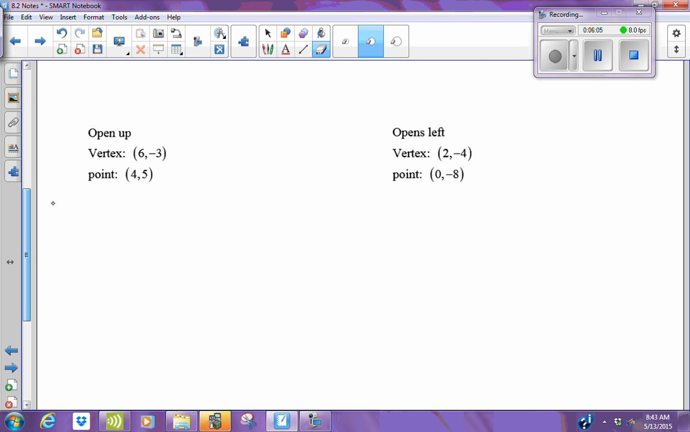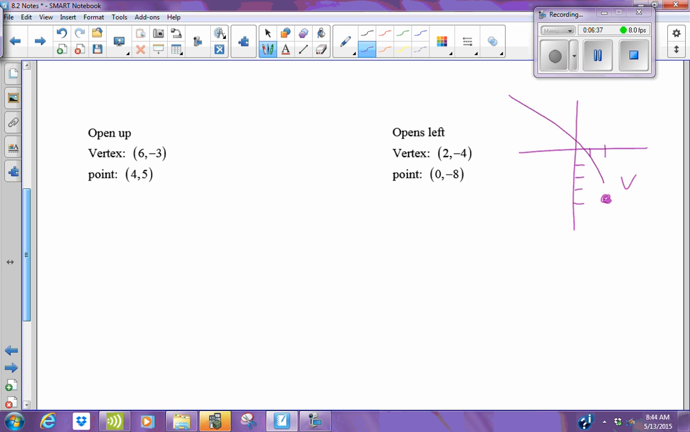Okay, I'm going to do this one over here because I want to do one that's sideways. Okay, now, this time look what I gave you. I gave you the vertex, that was nice. And I gave you the opening. And I gave you another point. That was all nice of me, right? All right, so I would probably go 2, -4. That's my vertex. Opening left. And then some random point.